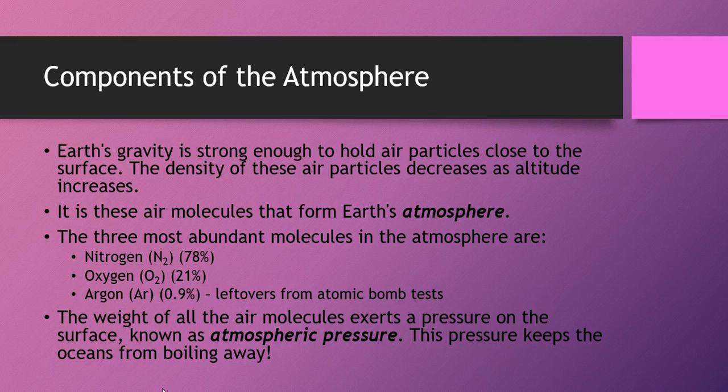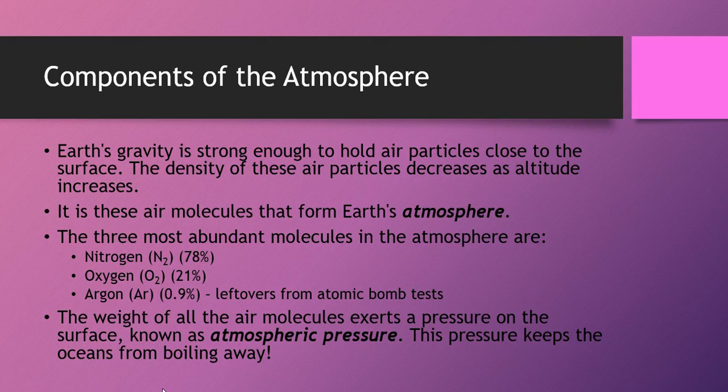The three most abundant molecules in the Earth's atmosphere are nitrogen, oxygen, and argon. Nitrogen is the most abundant, even though it's not what we use to breathe. We do need some of it present to exist. If you breathe pure oxygen for too long, you can become affected by the lack of nitrogen. Oxygen is, of course, what we use to live, and argon, which is about 1% of what's in the atmosphere, is left over from things like atomic bomb tests that generate a lot of noble gases, including a lot of argon, as a byproduct of the radiation.